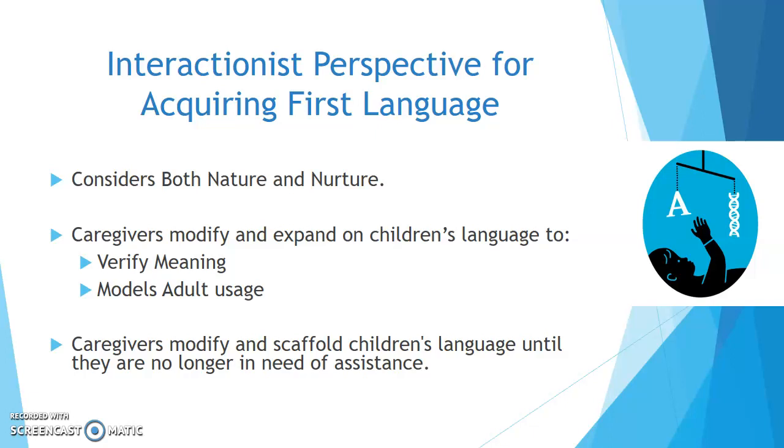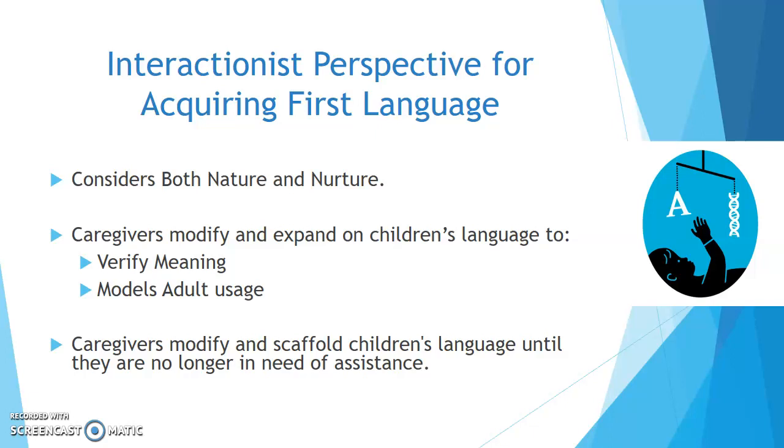Theorists like Chomsky believed that nature was responsible. He believed that all children had a language acquisition device, or LAD, which basically meant that he believed children were just hardwired to understand language. On the other hand, behaviorists believed that language was developed by stimulus, response, and reinforcement. This theory falls more towards nurture. A child says a word, the caretaker gets excited and praises the child, then the child continues to say the word.